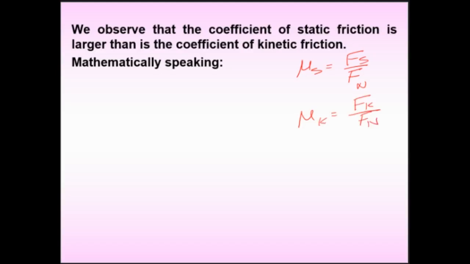Which symbol in these two equations is always going to be the same? Which symbol is the same in both equations? Fn, which makes sense because the surface is not going to change how it pushes up all of a sudden. Okay, Fn is going to be the same, which means if this guy is bigger than this guy and this one is held fixed, what can you tell about Fs and Fk? Which one is bigger? Exactly.